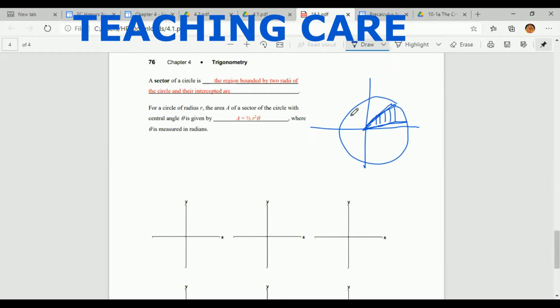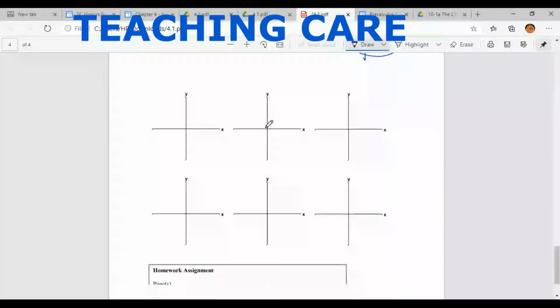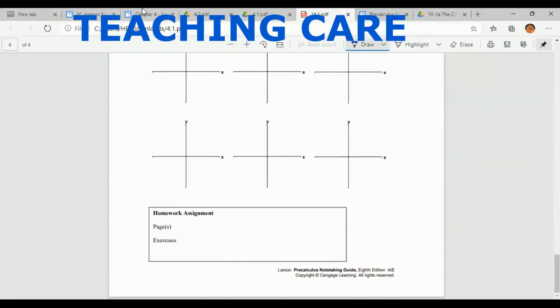So for any circle of radius r, the area formula for the area of a sector of a circle is A equals 1 over 2 times r squared times theta. This formula is very important because when you go to integral calculus, it is very useful for you. We will be using this formula for integrating when they give a curve or any function and ask you to integrate or differentiate. So the area of a sector of a circle is 1 over 2 times r squared theta.